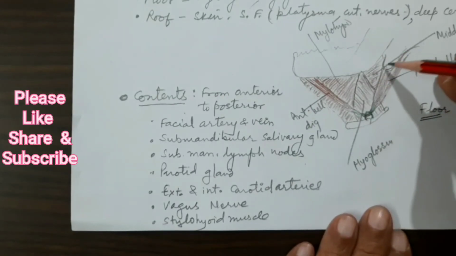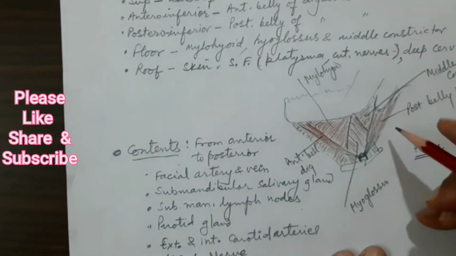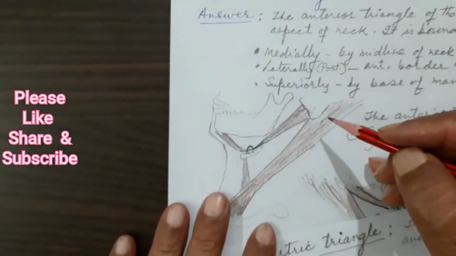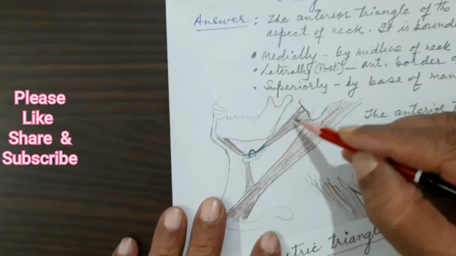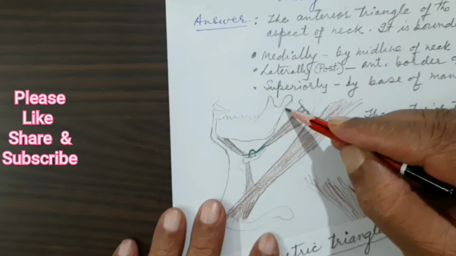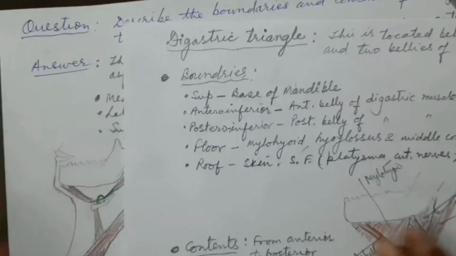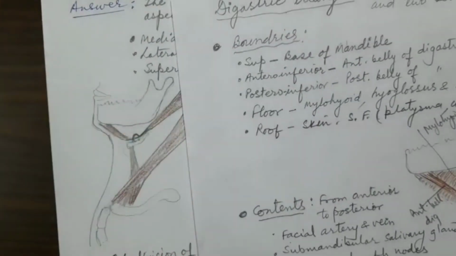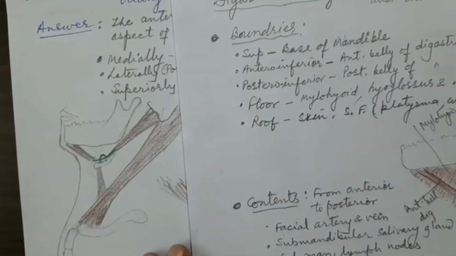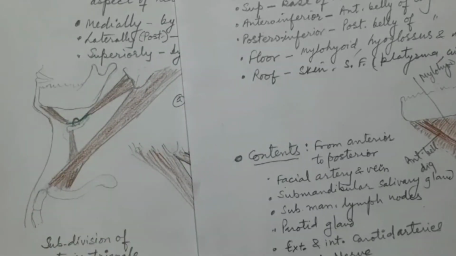Then in the posterior part, just in front of the mastoid process and above the upper border of the digastric belly, this diagram will show you. In this posterior part, where the upper margin of the digastric and posterior to the ramus of the mandible, there is the parotid gland. The region just above the posterior belly of digastric, here will be the parotid gland, which is also a content of the digastric triangle. And then the external and internal carotid arteries.